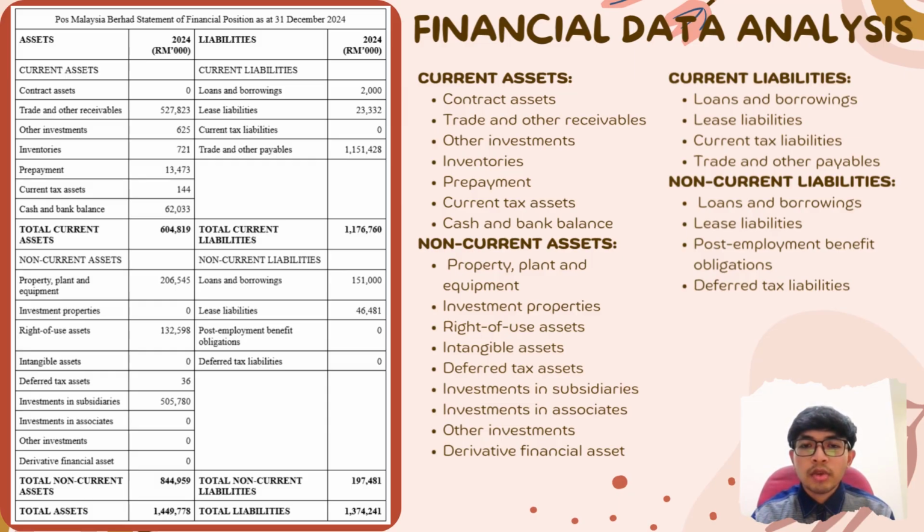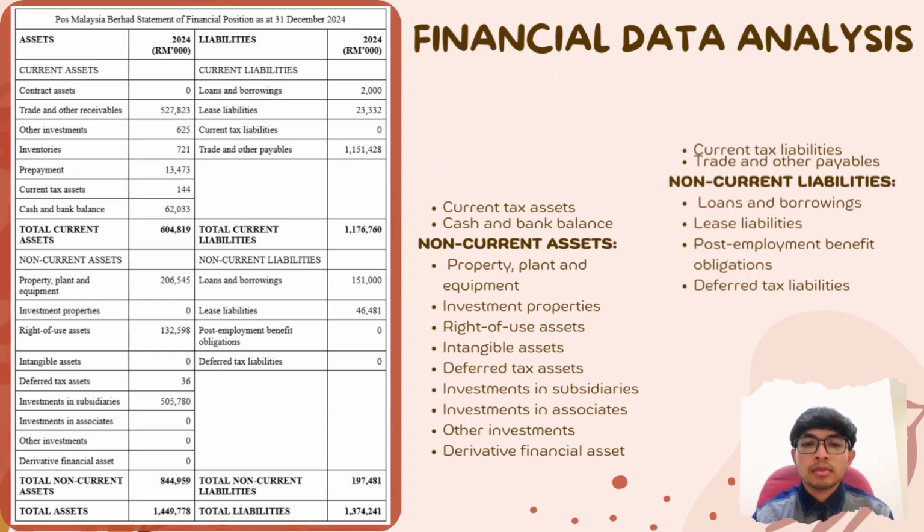In non-current asset, we have property, plant and equipment, investment properties, right of use asset, intangible asset, deferred tax asset, investment in subsidiaries, investment in associate, other investment and derivative financial asset. In current liability, we have loan and borrowings, lease liabilities, current tax liabilities and trade and other payable. Lastly, in non-current liabilities, we have loan and borrowings, lease liabilities, post-employment benefit obligation, and deferred tax liabilities.